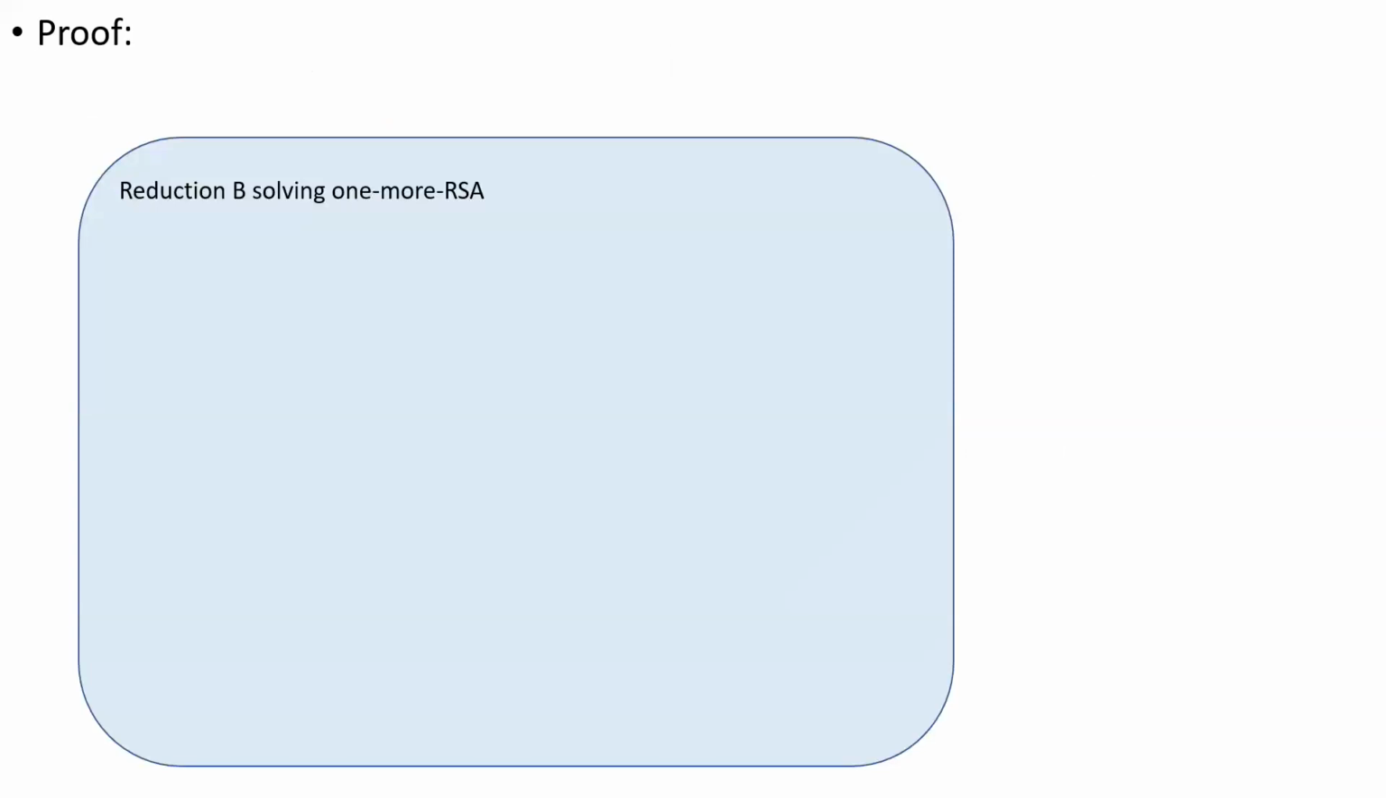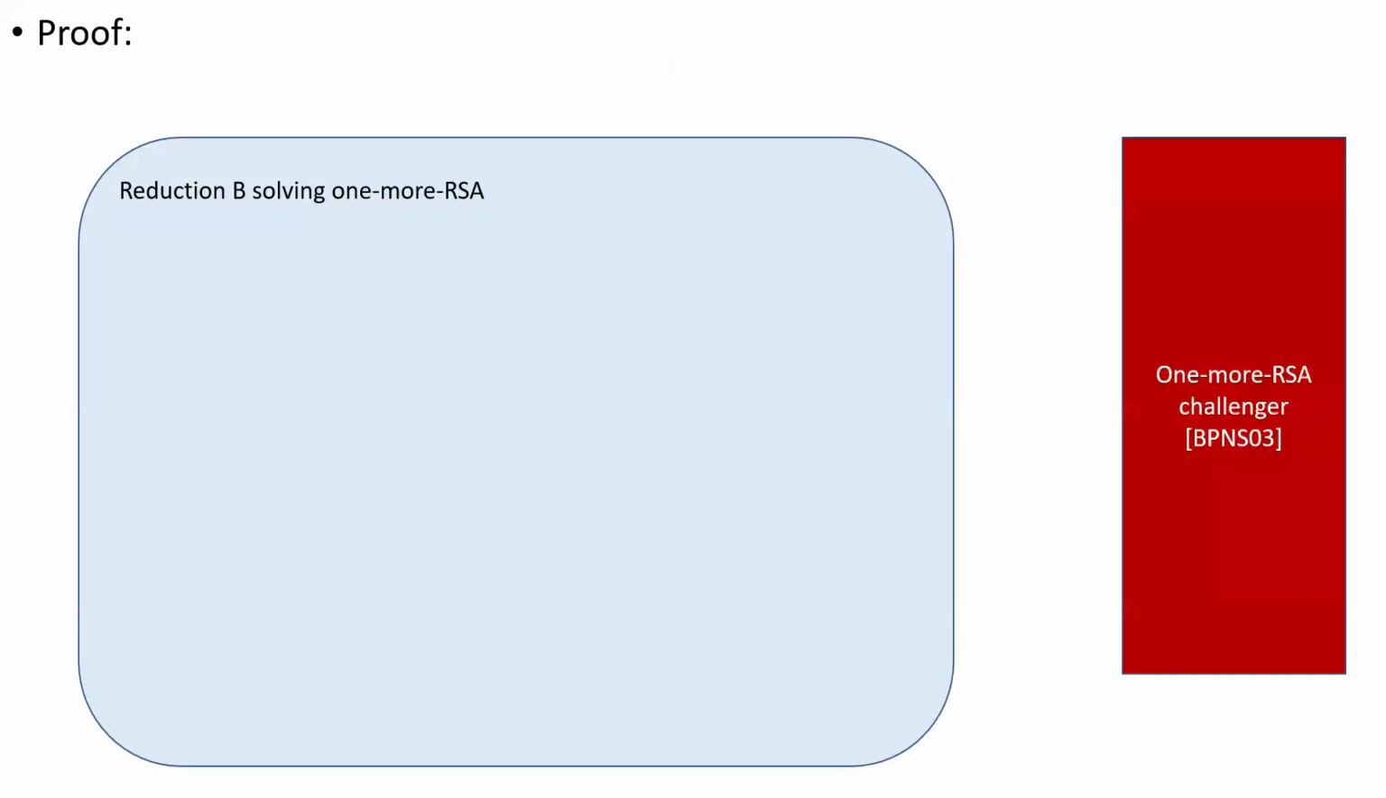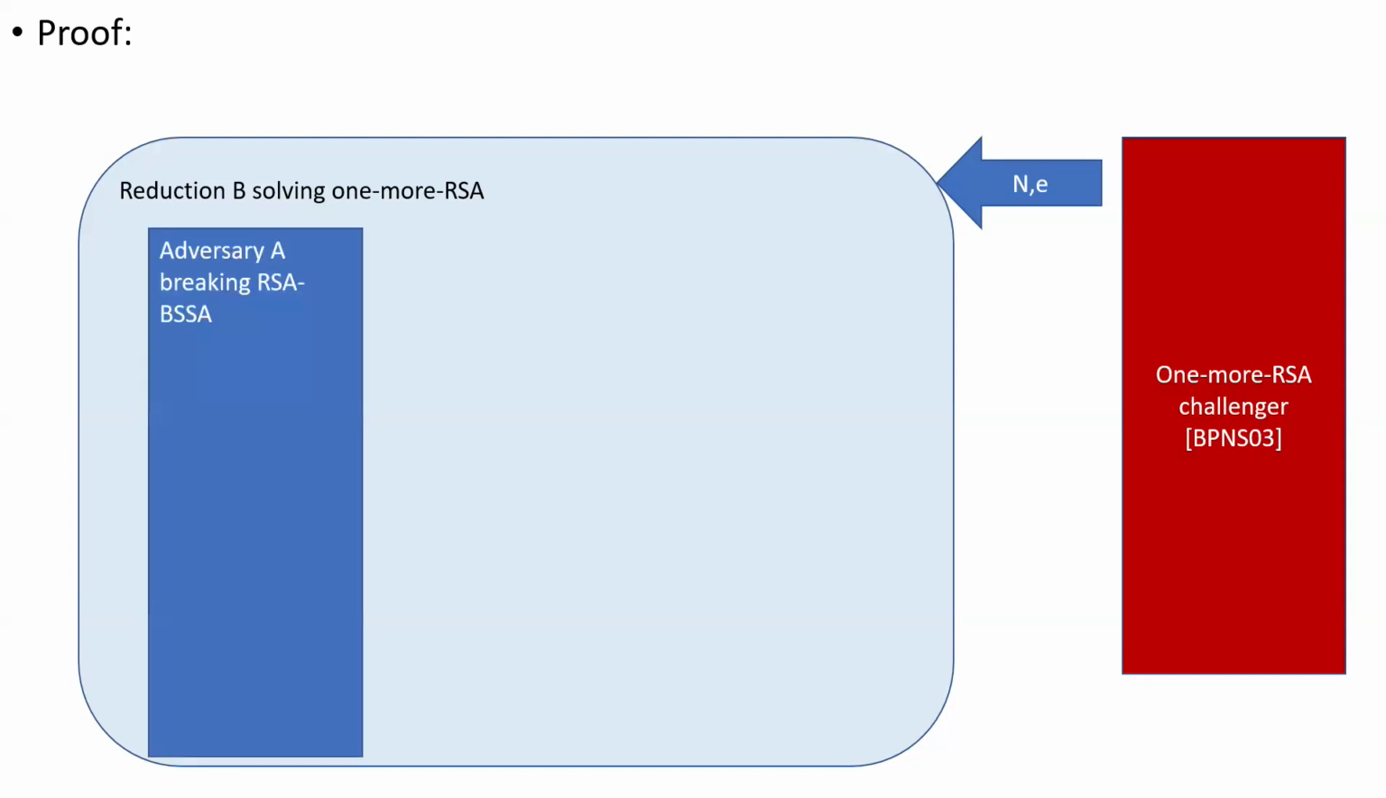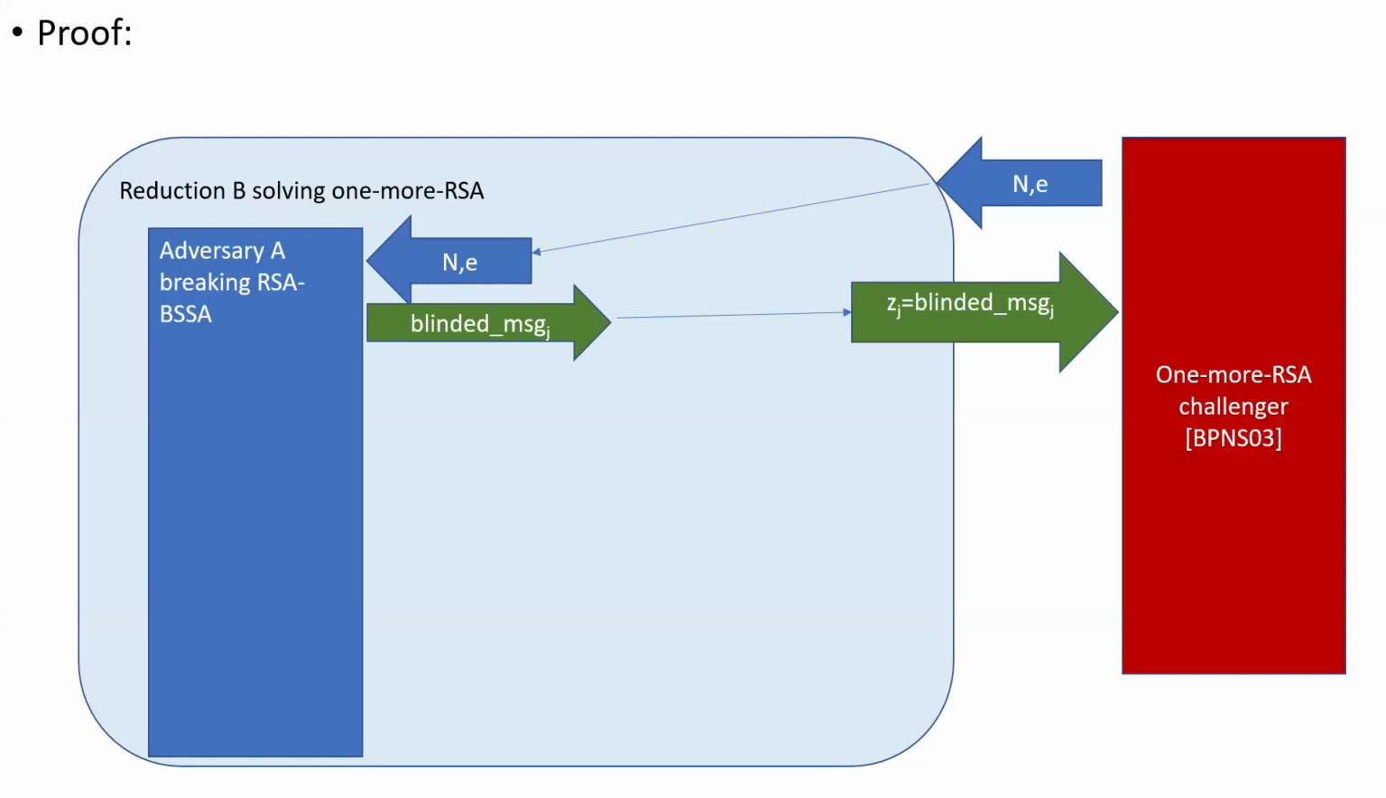This is going to be a very quick proof by picture. So we want to construct a reduction that solves one more RSA. So it has a one more RSA challenger. It gets an RSA public key. It fires up the adversary who's trying to break RSA BSSA, gives it the same public key. Now it needs to answer the adversary's queries. When the adversary sends it a blinded message, it just forwards it to the one more RSA challenger and gets the answer. So those are the easy queries to answer.